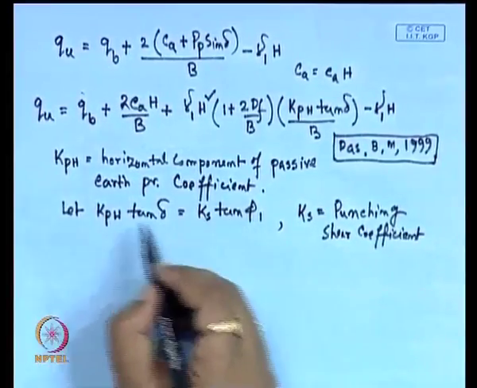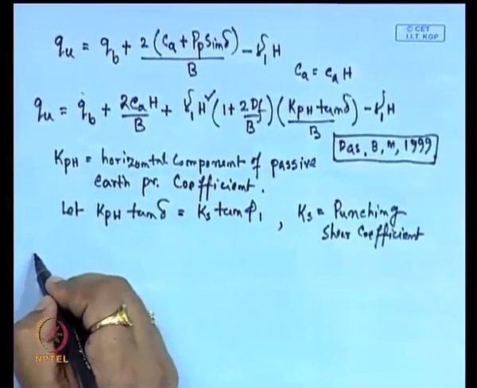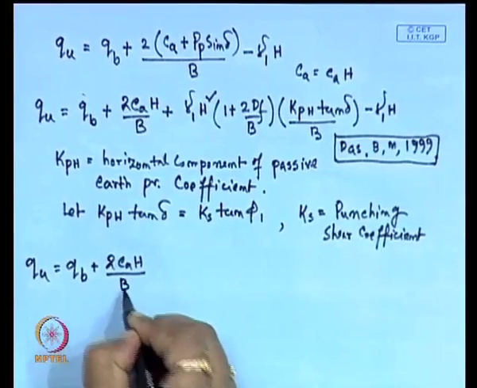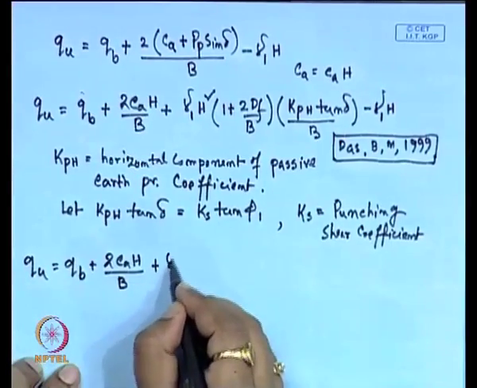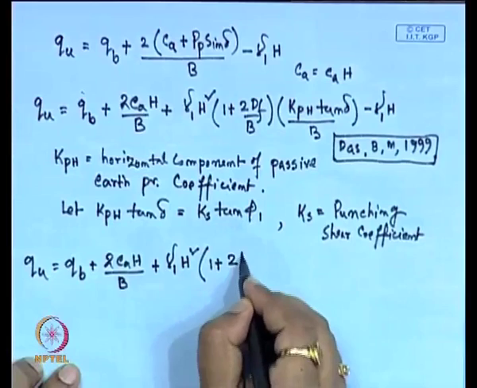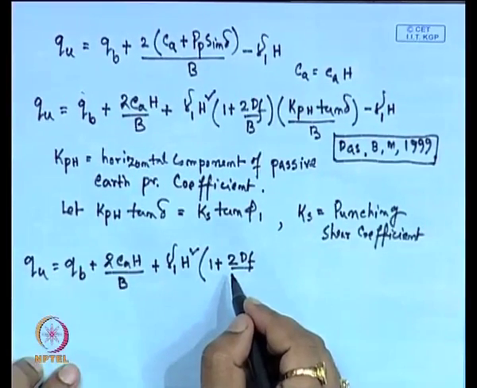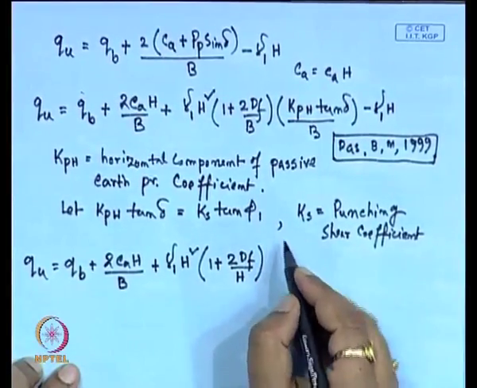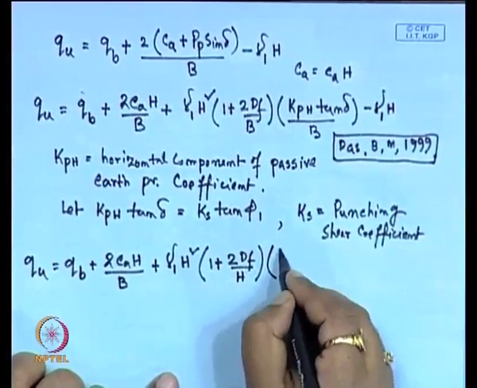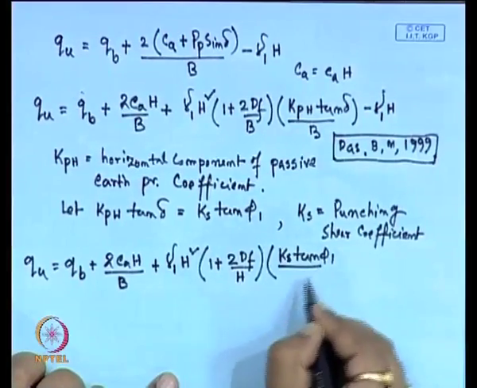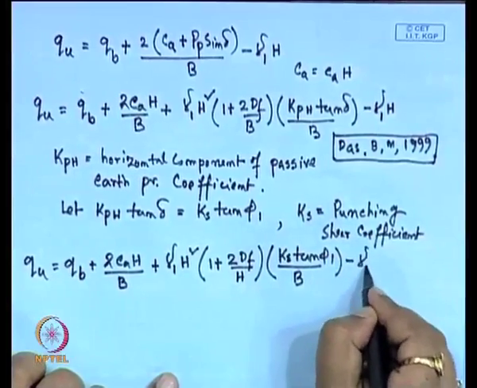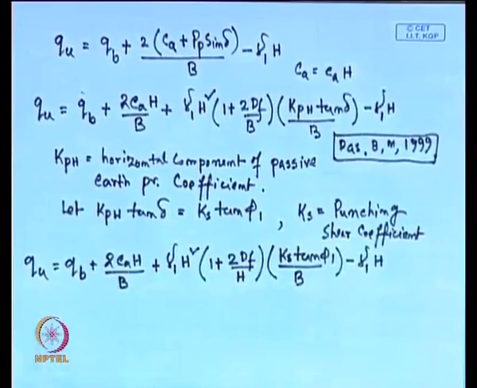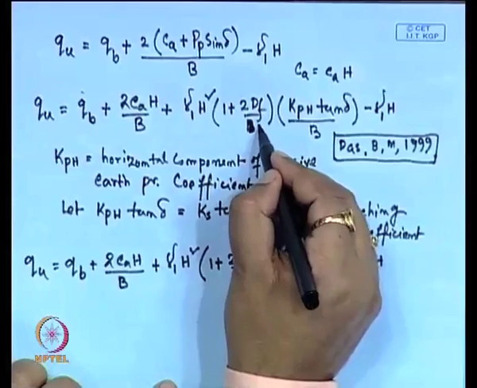Now, if we put K p h tan delta equal to K s tan phi 1, then the Q u expression will be Q b plus 2 C a H by B, plus gamma 1 H square into 1 plus 2 D f by H, into K s tan phi 1 by B, minus gamma 1 into H. Now, in this form we will get this. So, here in this expression, this is also D f by H.